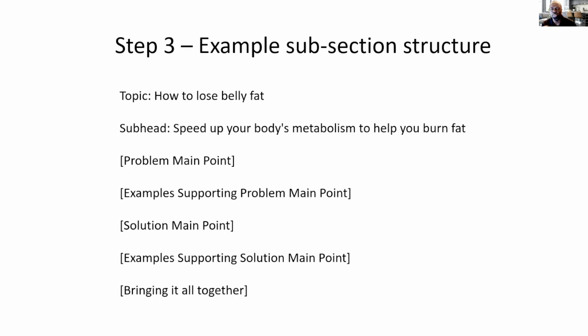So here's an example. We're writing about the topic of how to lose belly fat, and the subheading here is "speed up your body's metabolism to help you burn fat." And then we've got these labels. I like to put the labels in squared brackets. You don't necessarily have to, but whatever process you follow to demarcate what your labels are, make sure it's the same thing right through the whole template, because then the AI sees, okay, there's a structure here, there's a pattern, and it can follow that pattern, right?